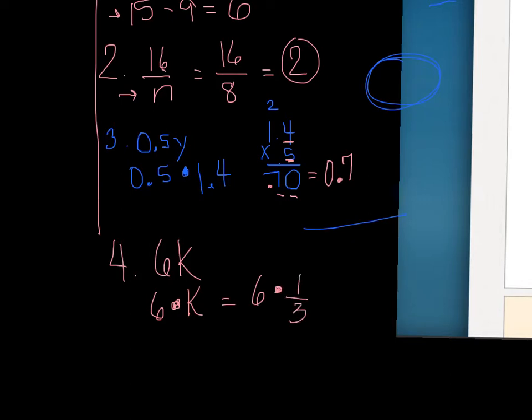And remember, when you multiply a whole number with a fraction, you have to put a what in the denominator? A 1. Now we're going to multiply straight across. 6 times 1 equals 6, and 1 times 3 is 3. Then let's simplify that because it's improper. 6 divided by 3 is equal to 2.